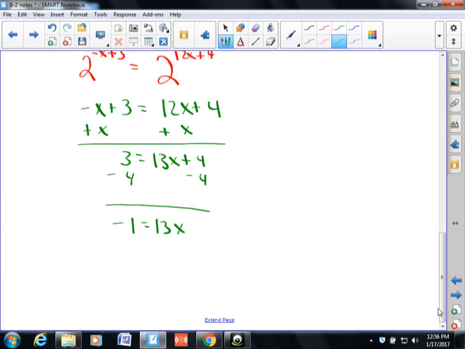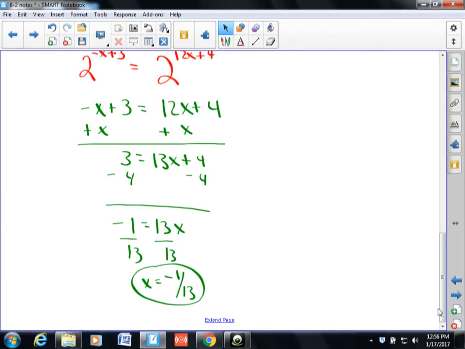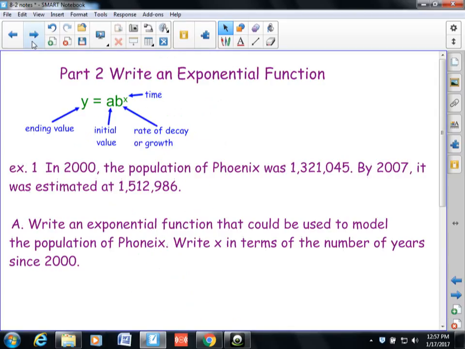And then I'm going to divide by 13. So there we go. Hopefully if you've got questions, you'll ask me about them. Otherwise, rewatch this part. But I think if you feel comfortable with your bases, this shouldn't be a big deal. Okay, we're going to move on.